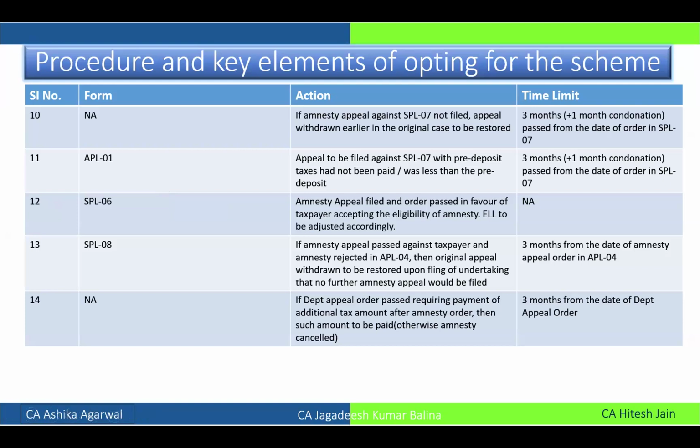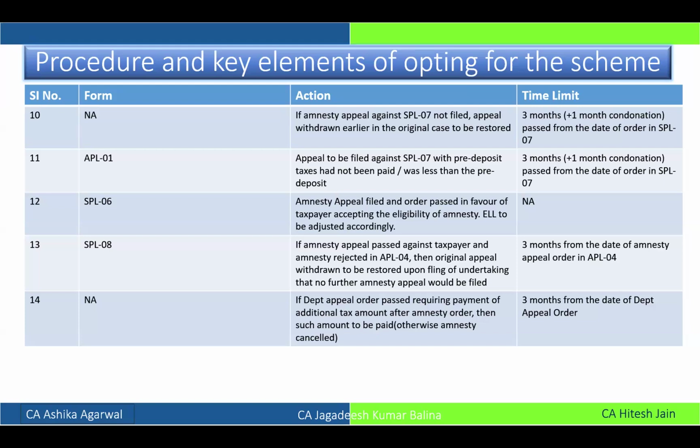If an order has been passed that is not favorable, the applicant can go for an appeal. He can file an appeal in form APL 01 as in the regular course within 3 months. As per section 107, there is a time limit, and within 3 months you can go for an appeal. If you see SPL 06, it is for an amnesty appeal filed and an order passed in favor of the taxpayer accepting eligibility of amnesty. In case the appellate commissioner has given a favorable order, then it has to be given in SPL 06, and your electronic liability ledger should be adjusted using this form SPL 06.